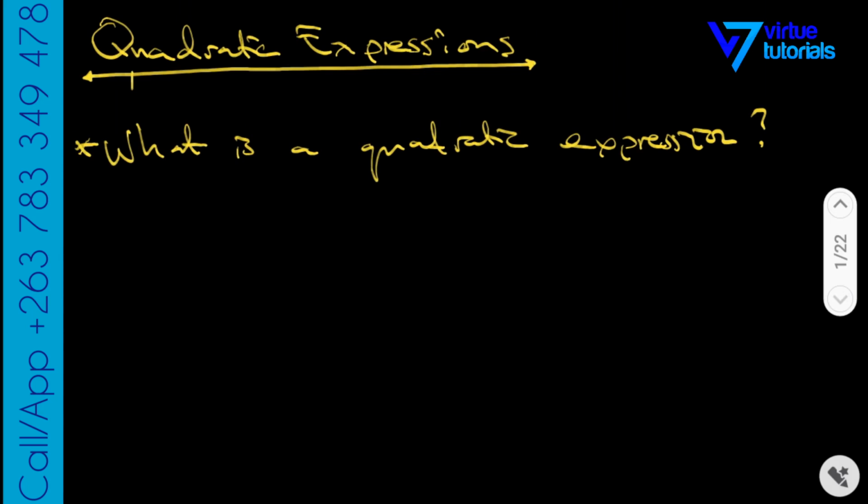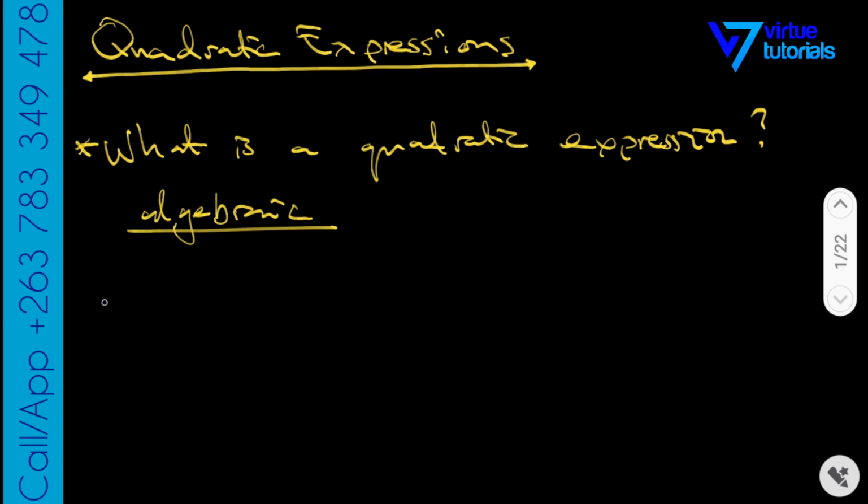Okay, so we're looking at quadratic expressions now. And we want to first of all understand: what is a quadratic expression? If we're talking about quadratic expressions, we're talking about a form of algebraic expressions, right? So this is a type of algebraic expression. And if we talk about algebra, we're talking about an expression that has numbers and letters, right? But this type of algebraic expression has a squared on the letters, right?